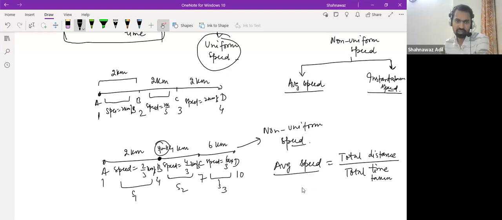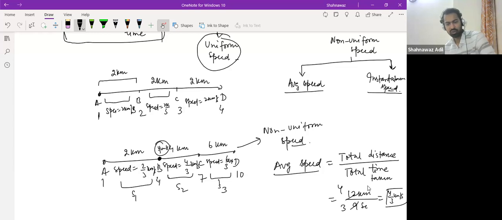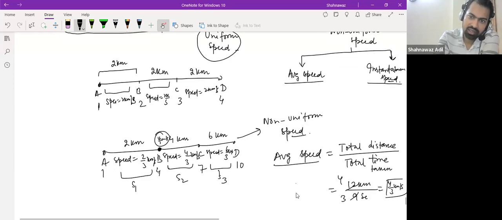Okay. So how much is the total distance? 2, 4, 6, 12 kilometer. And how much is the time? 9 seconds, right? Because 1 to 4 is 3 seconds, 3 seconds, 3 seconds. So 3 plus 3 plus 3, 9 seconds. So 12 by 9. This is 3 and this is 4. So 4 by 3 kilometer per second. This is my average speed, the speed throughout the journey. Is that clear, guys?